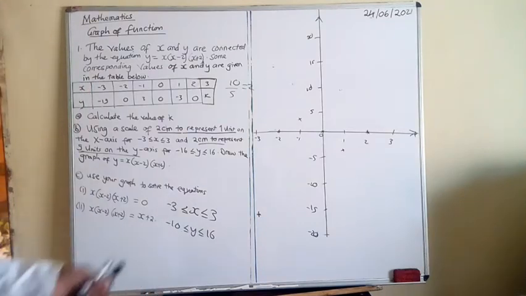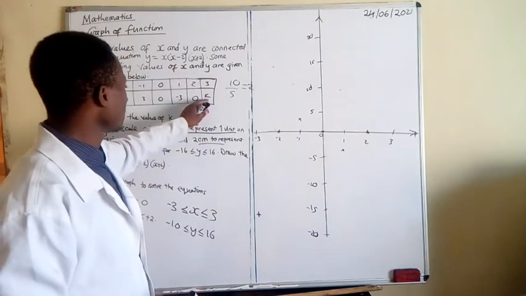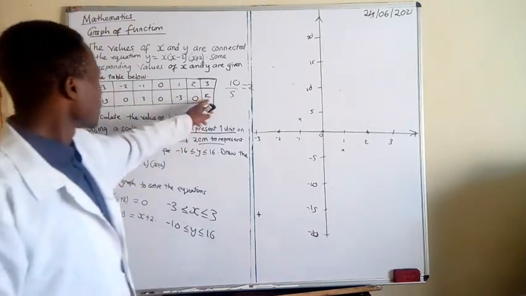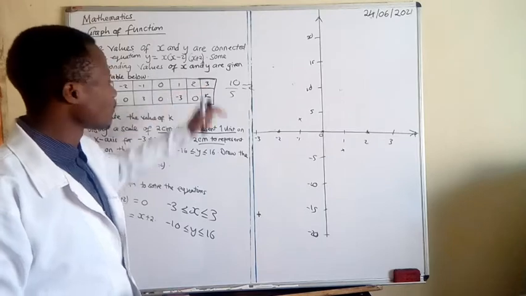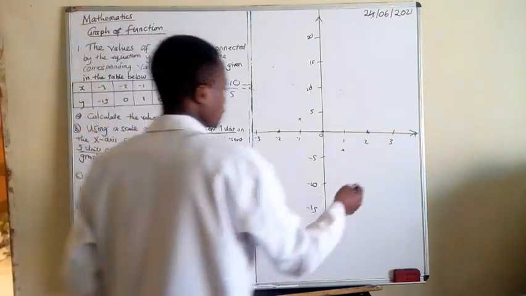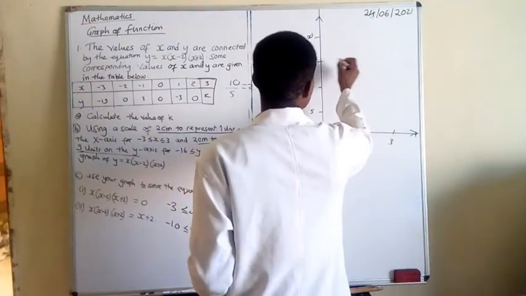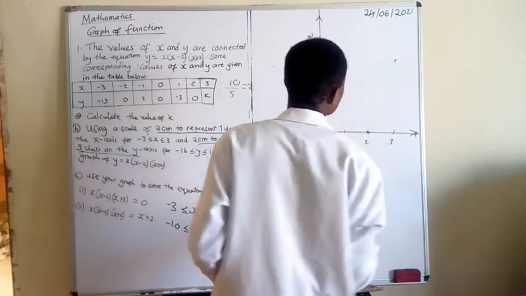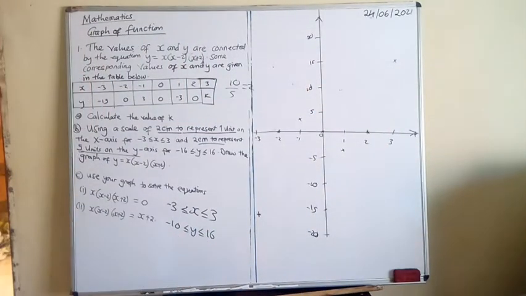Then the last point is 3 comma k. Remember, we had found k is 15. So where there is k, there is 15. So this is 3 comma 15. We assume it is there, 3 comma 15.